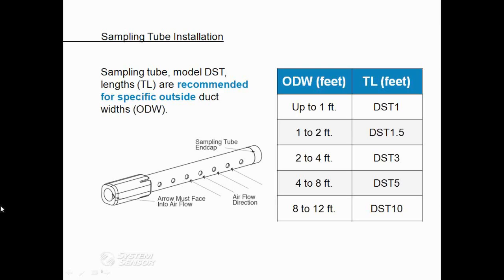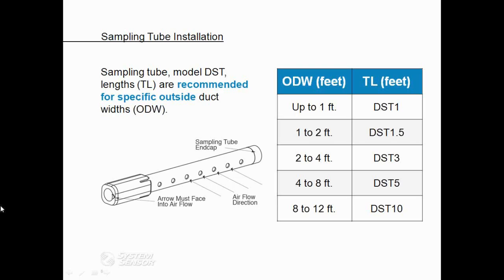I know that this sounds like complete common sense, but surprisingly enough, we have seen on many occasions in the field where sampling tubes are installed with the holes facing the wrong way or the exhaust tube in front of the sampling tube. So it's just something that we like to point out.